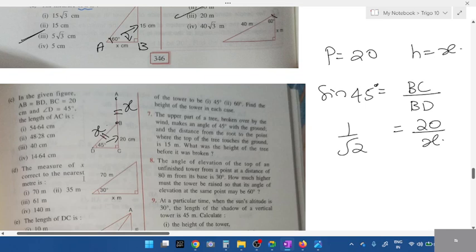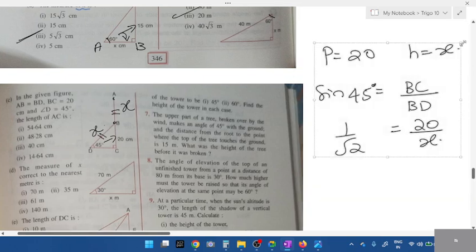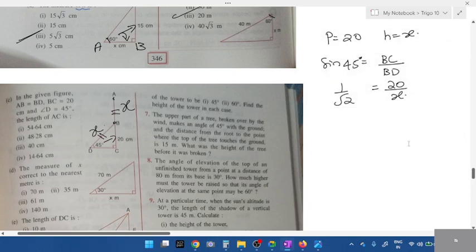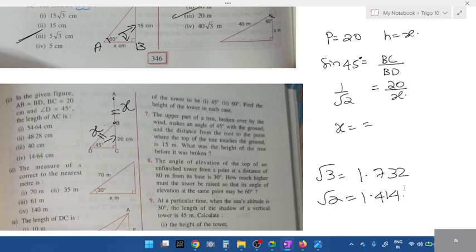Okay, complete this. Bhargavi? X is equal to 20 root 2 gets multiplied. I've told you all the root 3 and root 2 values, students. Root 3 is 1.732. Root 2 is 1.414. Complete it. Find the value of X, then later find the total length of AC. AC is made up of AB plus BC.